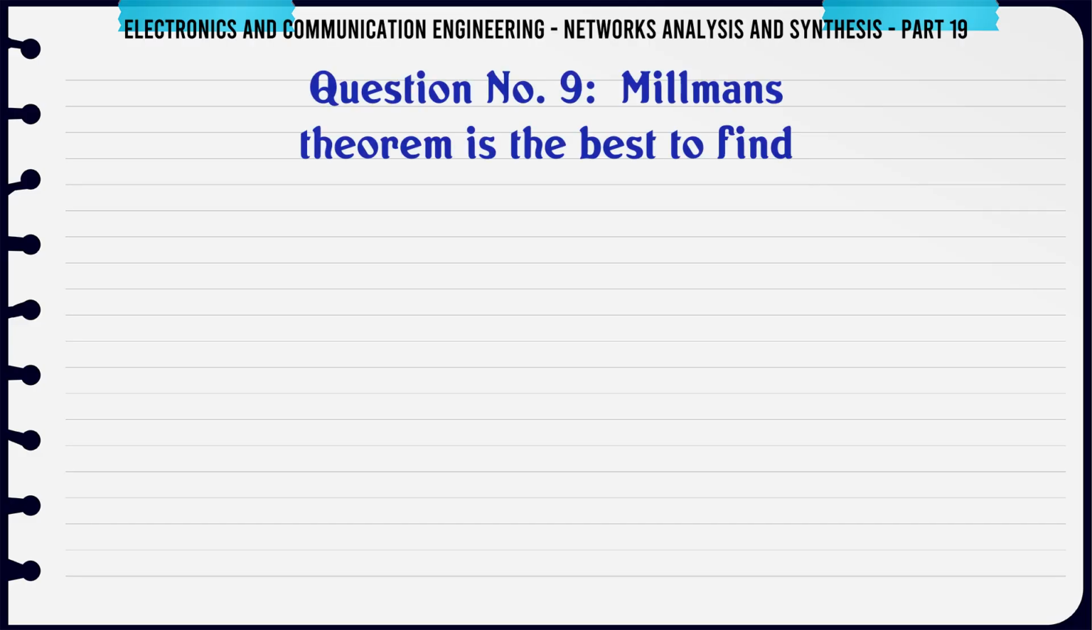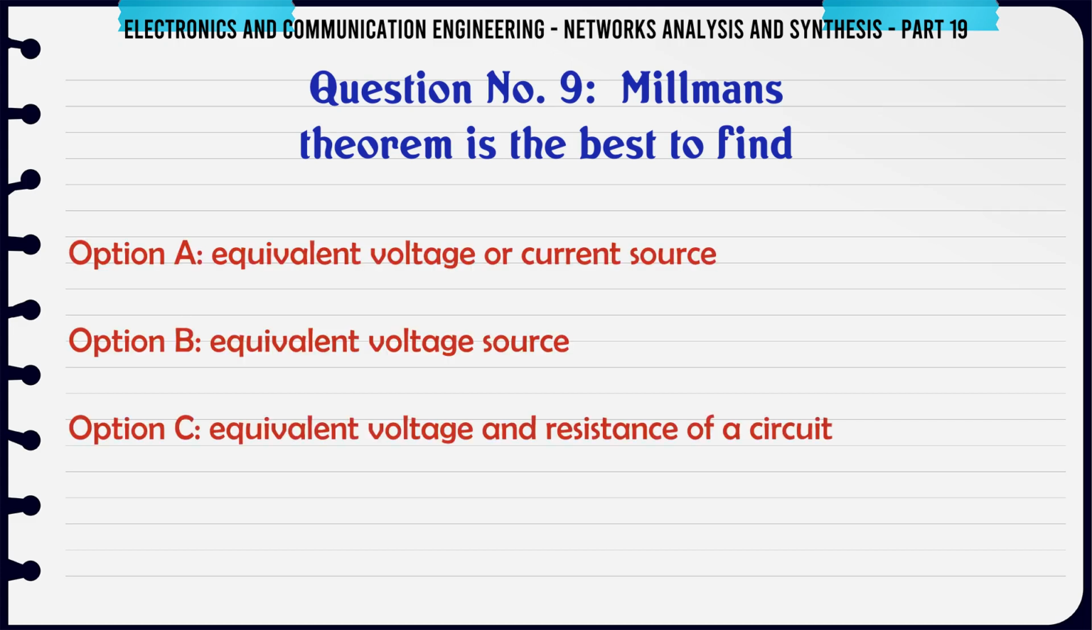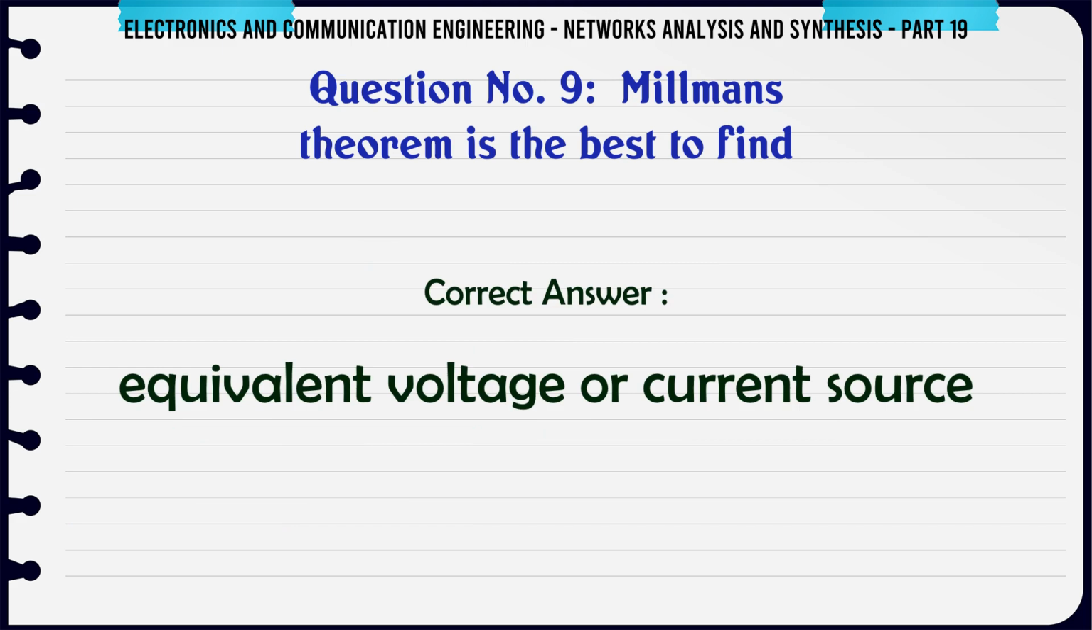Millman's theorem is the best to find: A) equivalent voltage or current source, B) equivalent voltage source, C) equivalent voltage and resistance of a circuit, D) none of the above. The correct answer is equivalent voltage or current source.